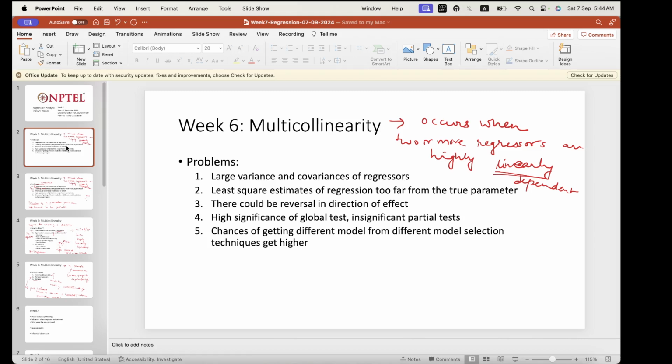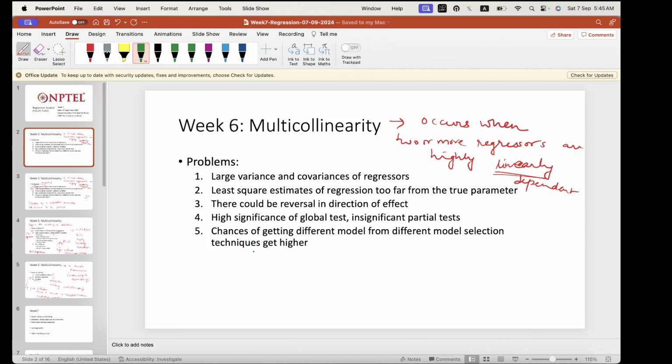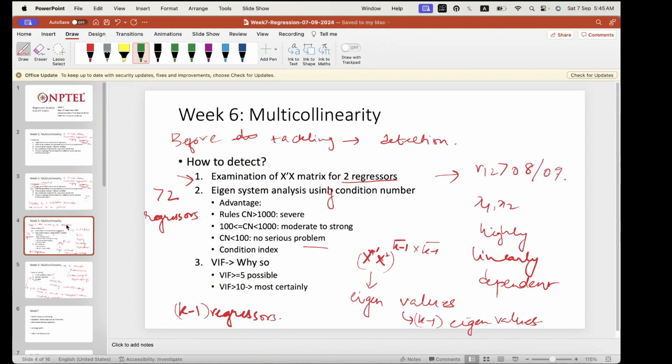But what happens if they are not perfectly linearly related but there is a high level of linear dependency? Then these are the problems that arise. We can have large variance and covariance of regressors. The least squares estimate will be very far from the actual true parameter, and there could be a reversal in the direction of effect. There could be situations where the global test is highly significant but individual or partial tests are insignificant. This is one situation that could arise, and we can have a chance of getting different models from different model selection techniques. So these were the problems that can happen, and we also learned how to detect them.